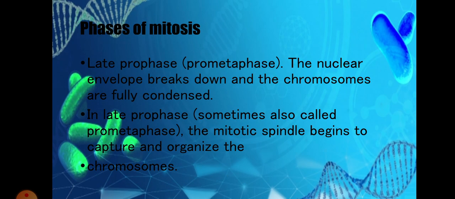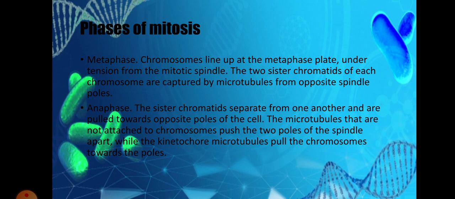Next, late prophase. The nuclear envelope breaks down and the chromosomes are fully condensed. In late prophase, sometimes also called prometaphase, the mitotic spindle begins to capture and organize the chromosomes. Next is metaphase. Metaphase chromosomes line up at the metaphase plate.